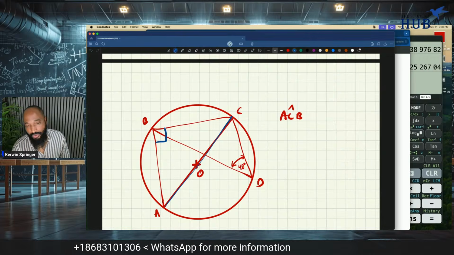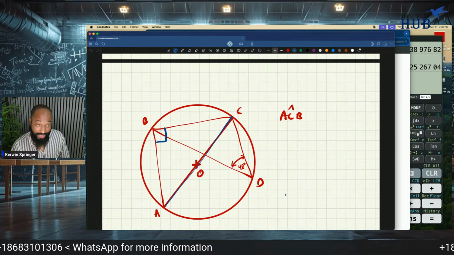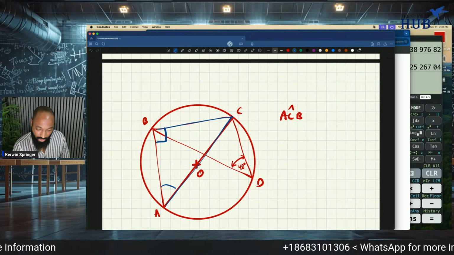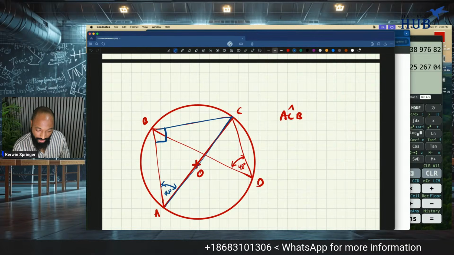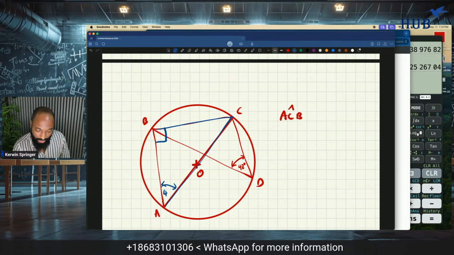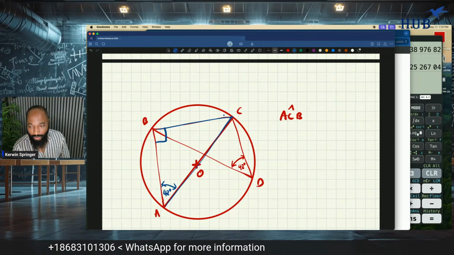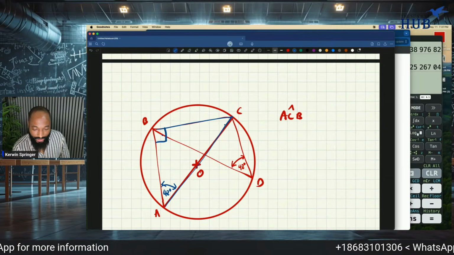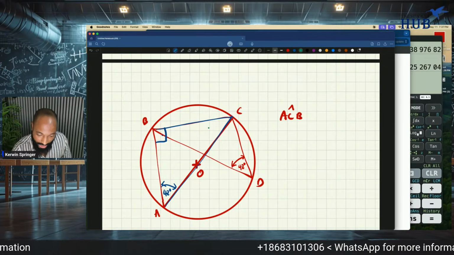What else can we do? You see the bunny ears here? If this is 42, this is a common chord. So it means that this is also 42. So just like that, we have two angles in this triangle. Finding the third one shouldn't be a problem. We have the 90, we have the 42. Subtract that from 180 to get, and all of a sudden you will see that this is 48.